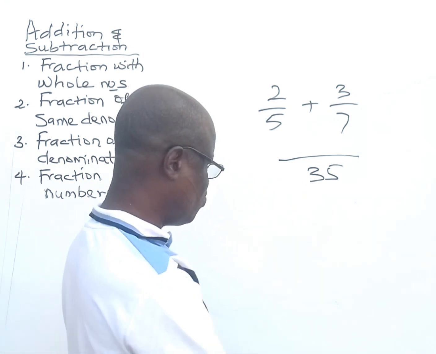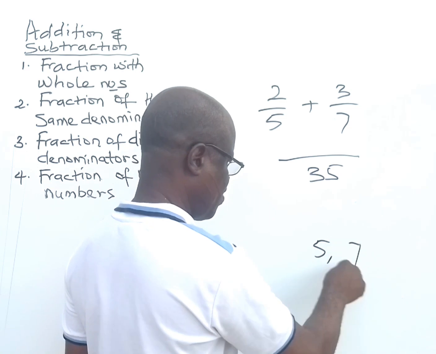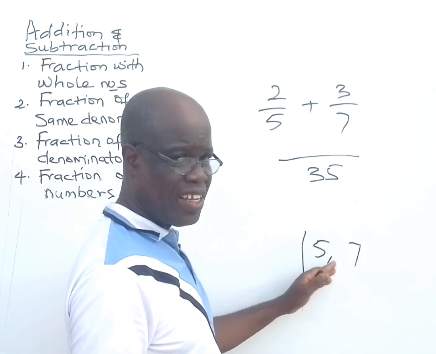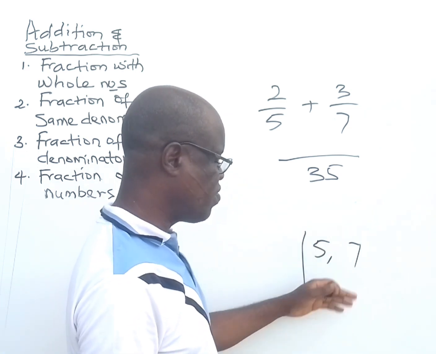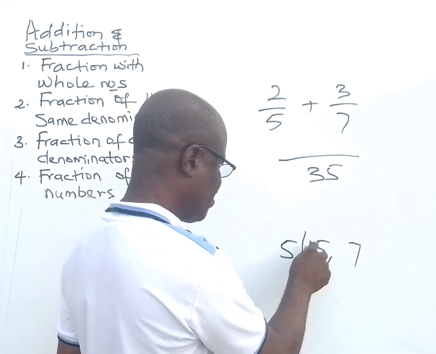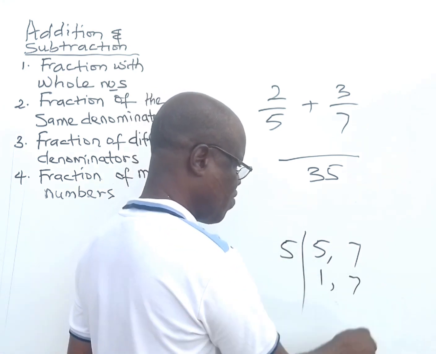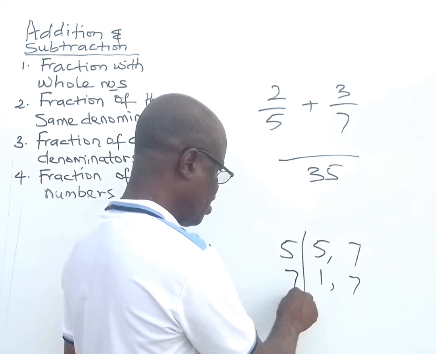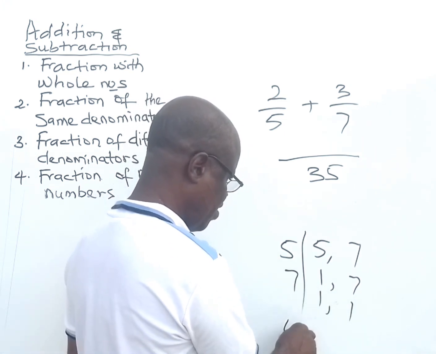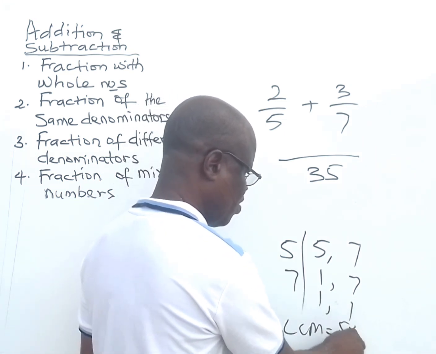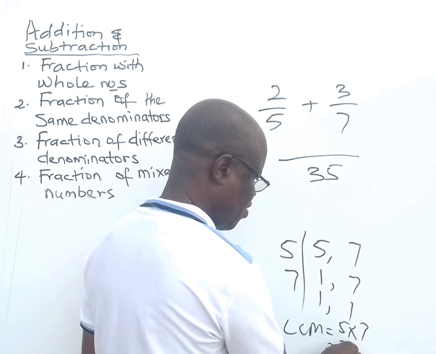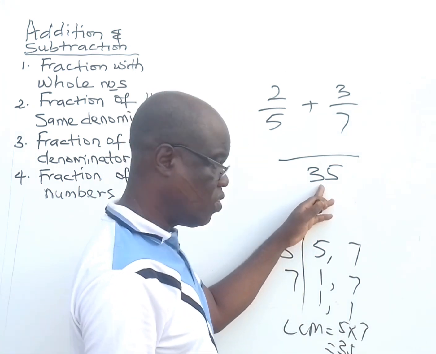To find the LCM, what you do is very simple. 5, 7. Which number will go exactly in any of these numbers? 5 will go exactly. 5 here, 1. Then you have 7. Then 7 can also go here. 1, 1. So the LCM equal to 5 times 7, which is 35. So that's what I have done here.